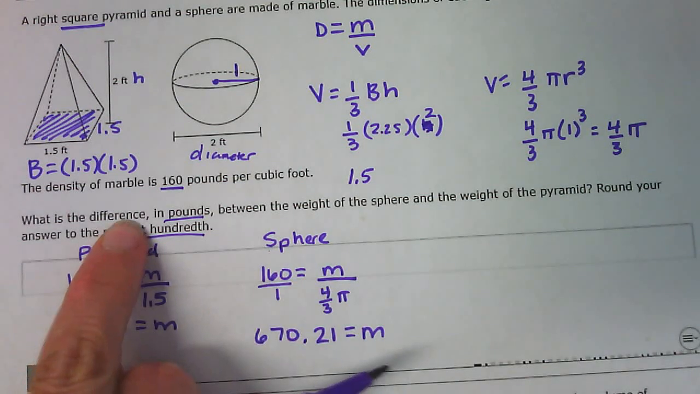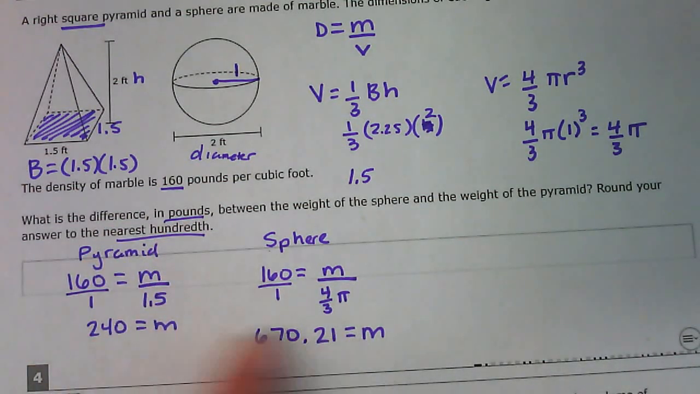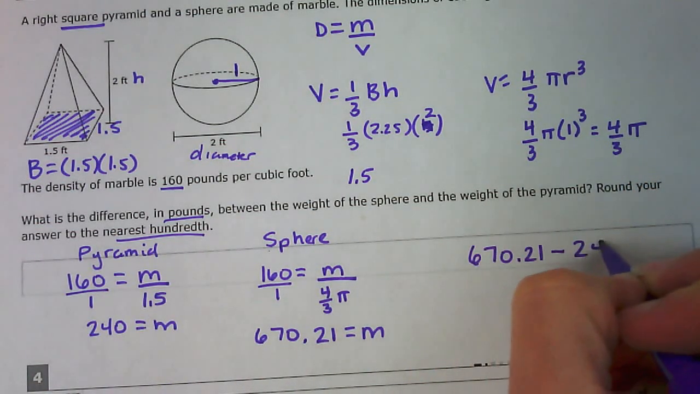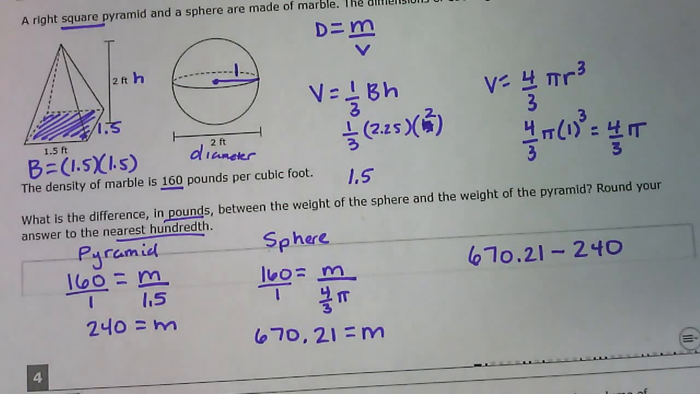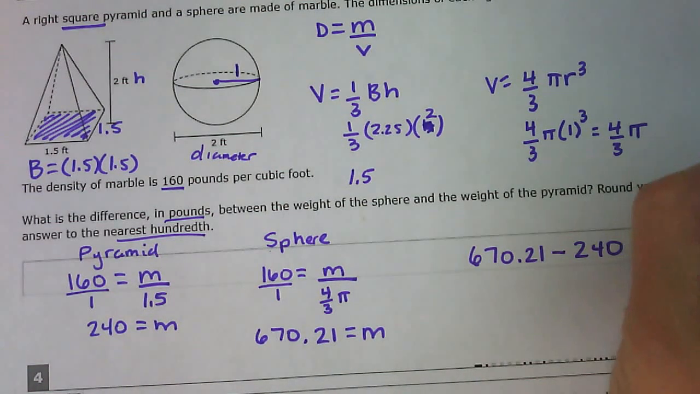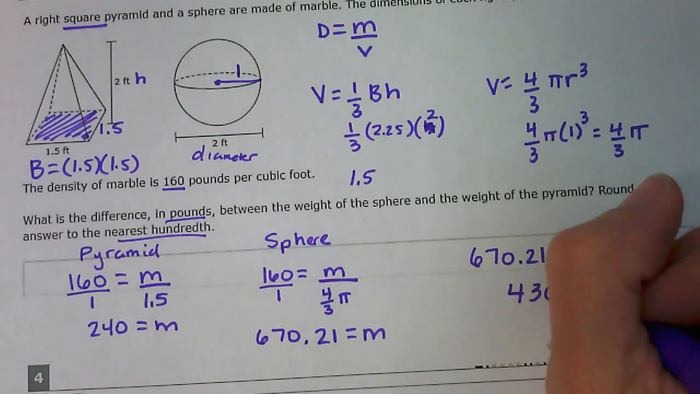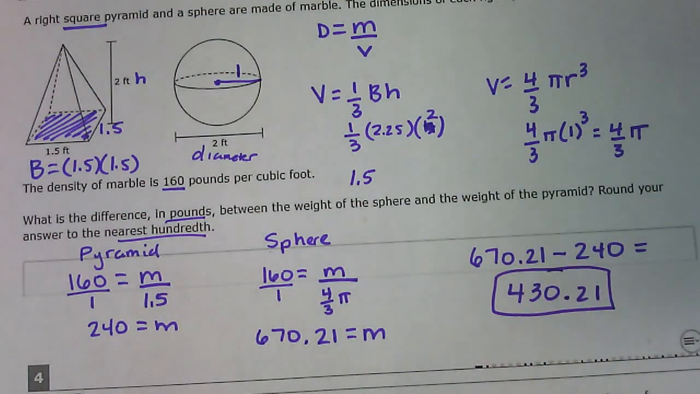We want to know the difference in pounds between these two. So to get my final answer, I'm going to subtract because that keyword difference means subtract. When I subtract, my final answer is 430.21. So this is the answer I would type in the box.